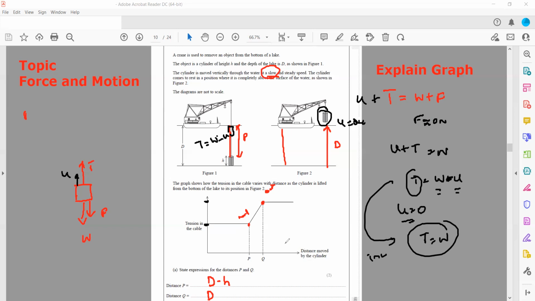Why was it smaller? Because upthrust was also contributing to the upward force. That's why the tension was smaller. But once it is out from the fluid, the upthrust is zero. At that moment, the tension in the cable will be equal to weight. And when this object is completely out from the fluid, the tension equals the weight, or we can say compared to the initial when it was inside, the tension will increase.